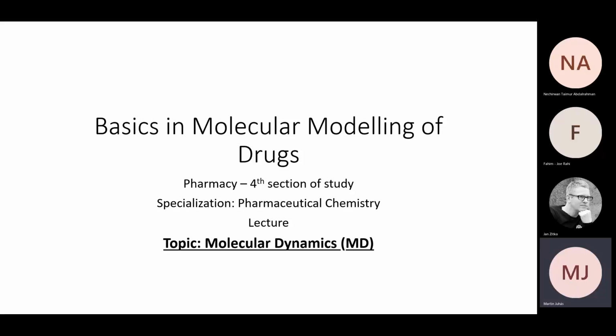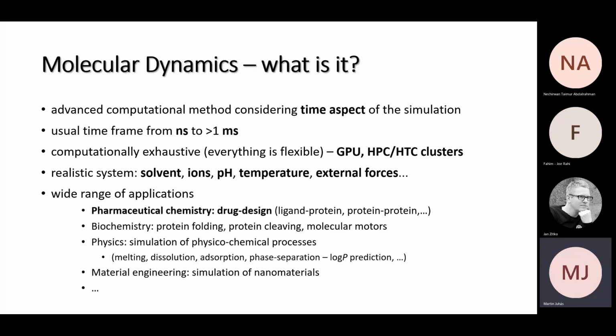Okay, so the topic of this lecture is molecular dynamics. So we'll start with what is molecular dynamics. It's an advanced computational method, and the difference from all the methods we saw before is that it adds the time aspect to the simulations you are doing.